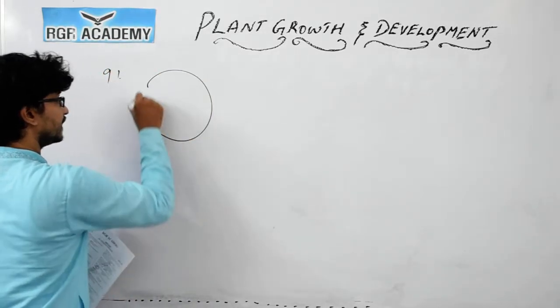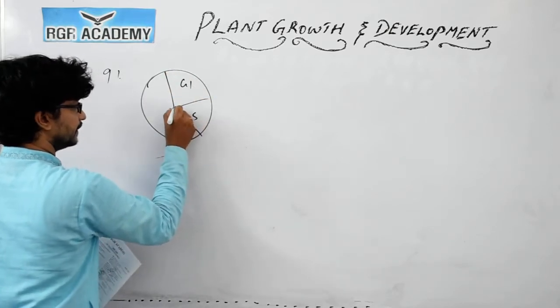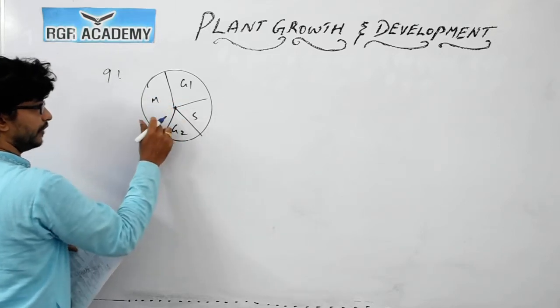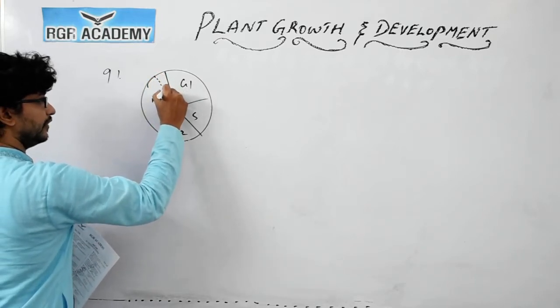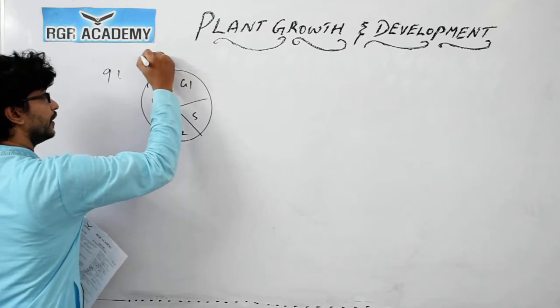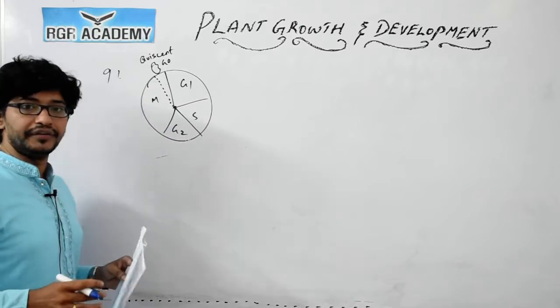When you look at the cell cycle, we have a G1 phase, an S phase, and a G2 phase. And for example, we take the M phase as prophase, metaphase, anaphase, telophase, and everything. In between, we have a small gap, which we call the G0 phase, or the quiescent stage. I hope you can recollect this.